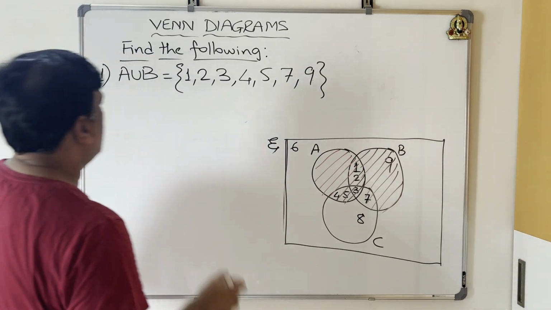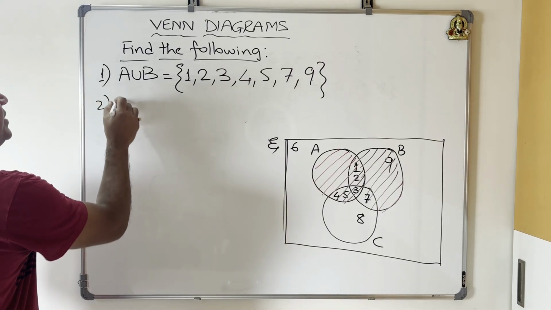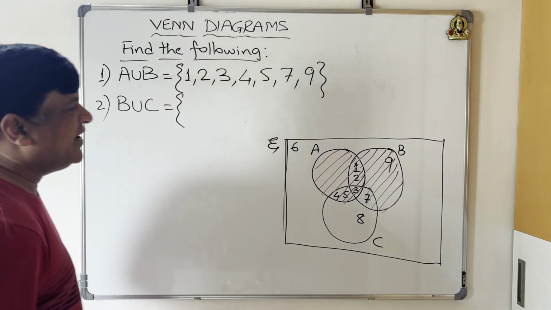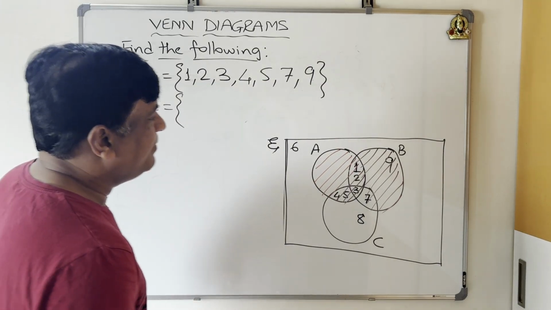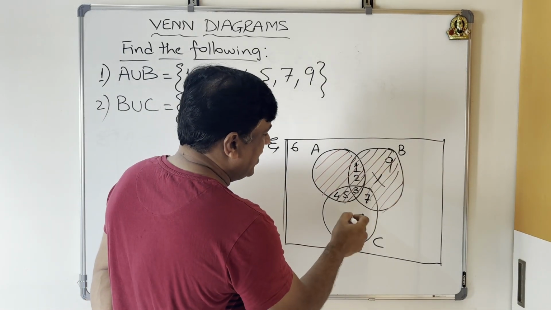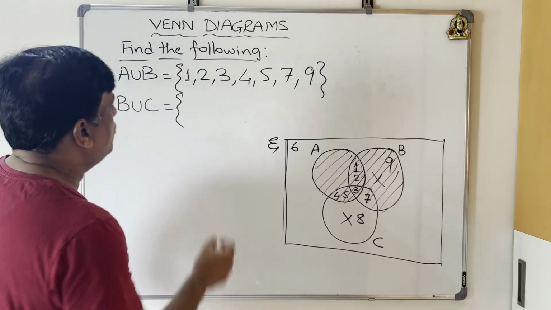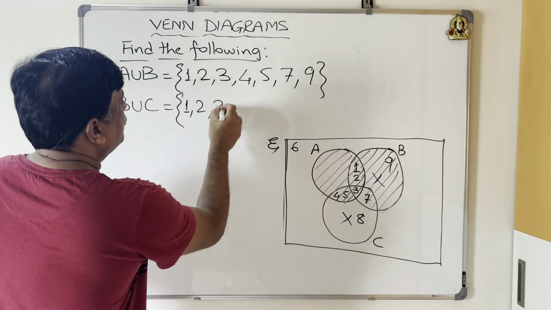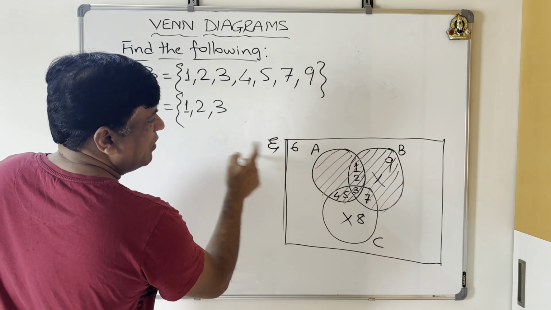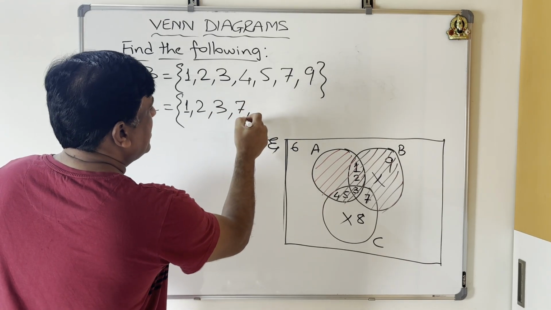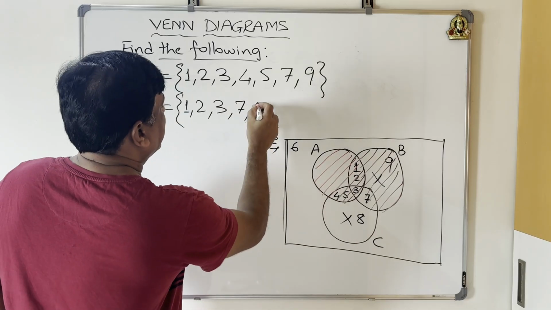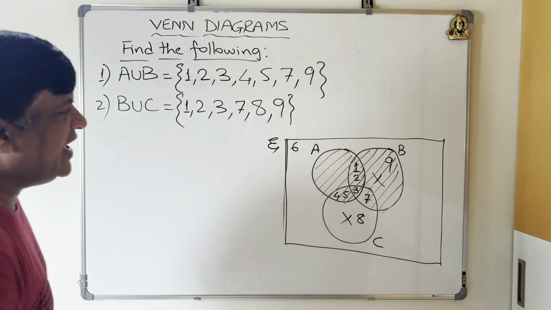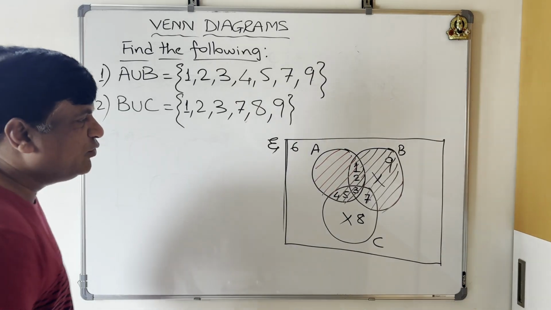Got it? Now, second one, B union C. Can we go ahead and find it? What elements do you have? B union C is this one and this one. So it is again 1, 2, 3, 7, 8 and 9. Look at it in the order. Those are the elements which are there in B and C together.